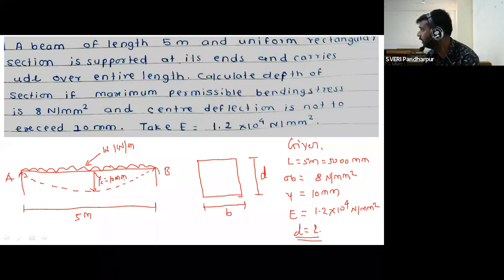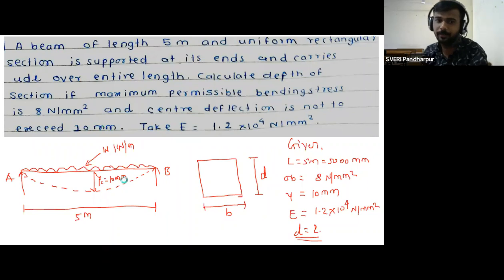What is the deflection formula for this case? Please tell me. Simply supported beam with UDL on entire span. What is the formula of deflection? 5WL raised to 4 upon 384 EI. Correct? And in it, deflection is given as 10 mm, length is given, Young's modulus is given. Is the moment of inertia given? Are the B and D dimensions given? Correct. Is the value of W given? No. So what will we do, by using the bending stress formula we'll calculate the W first and that W value we'll put in the deflection equation.